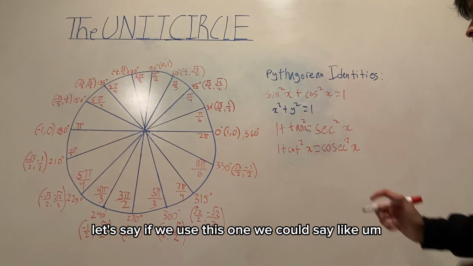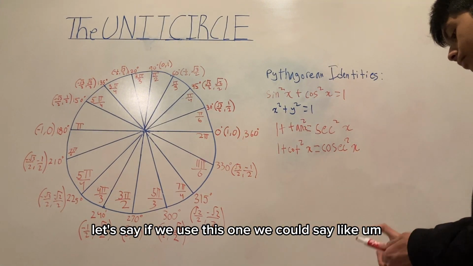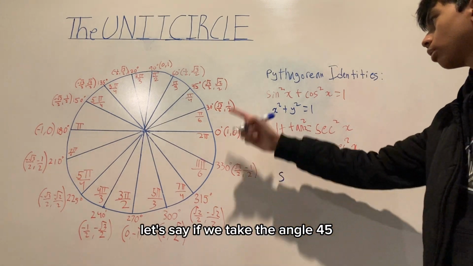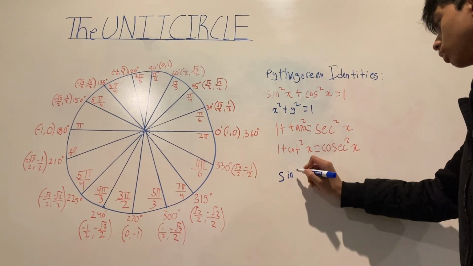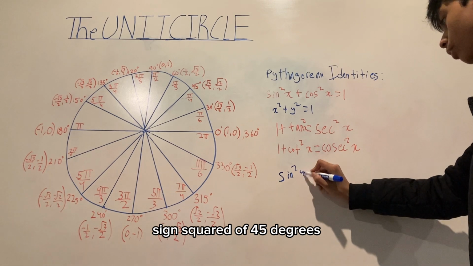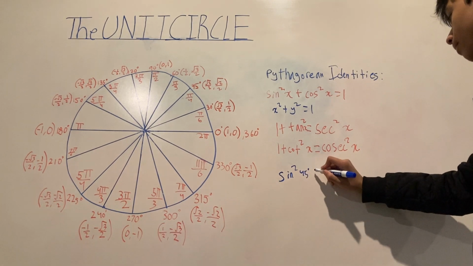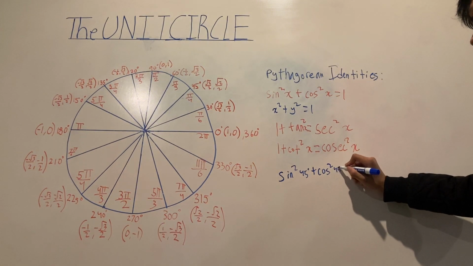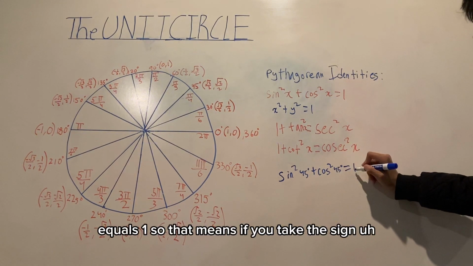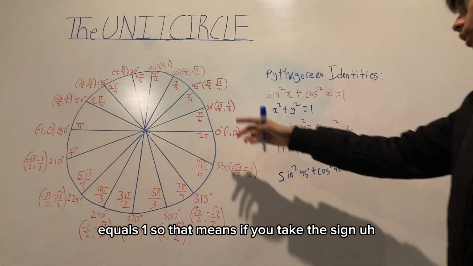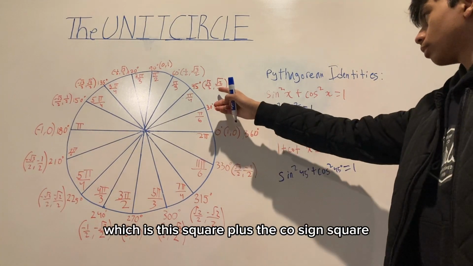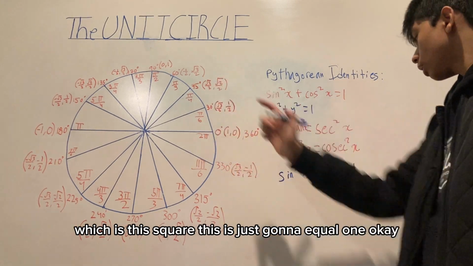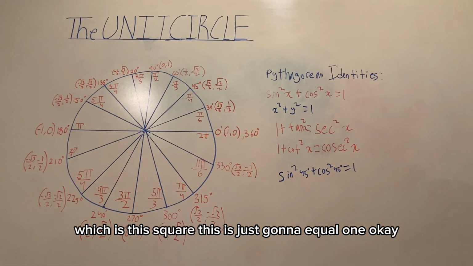And if we were to use these identities in the unit circle, let's say we use this one, we could say if we take the angle 45, sine squared of 45 degrees plus the cosine squared of 45 degrees equals 1. So that means if you take the sine squared, which is this squared, plus the cosine squared, which is this squared, this is just going to equal 1.